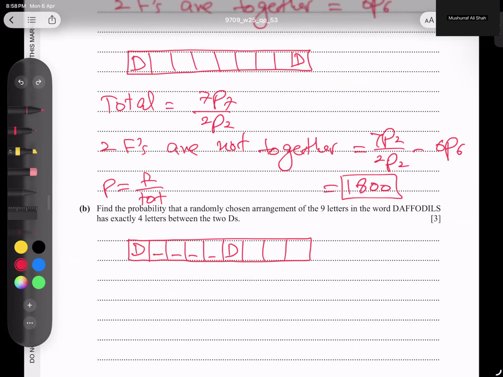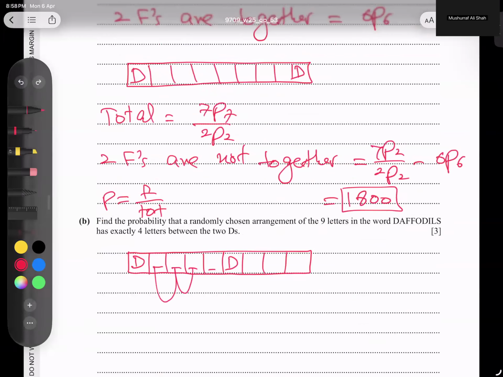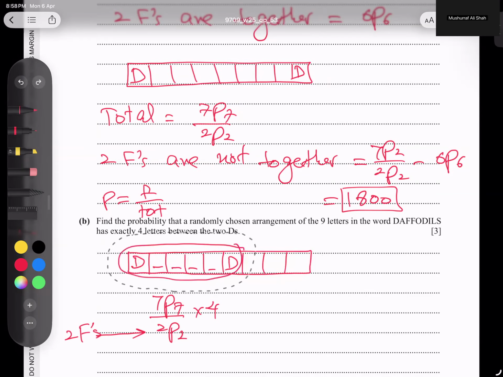So what is the way we have, students? If the D's are fixed, out of 9, 2 are gone, so 7. 1, 2, 3, 4, 5, 6, 7. So 7 letters can come anywhere here. So I can say 7P7, but the 2 F's are repeating, so divided by 2P2, times 4. Why 4? Look, I will show you. If the whole group is here, then next it will go to the next position, 2, 3, and 4. So times 4. I think the point is very clear. That is why, and I'm getting the answer here.